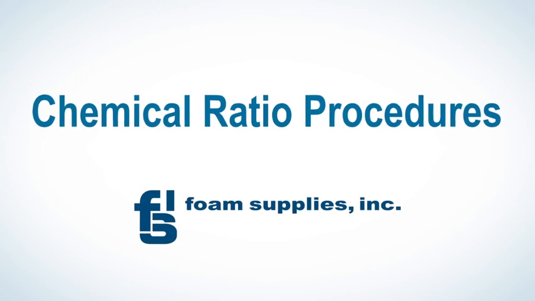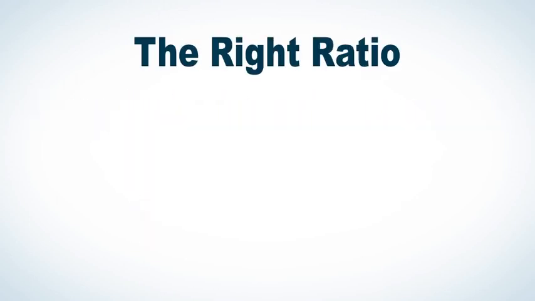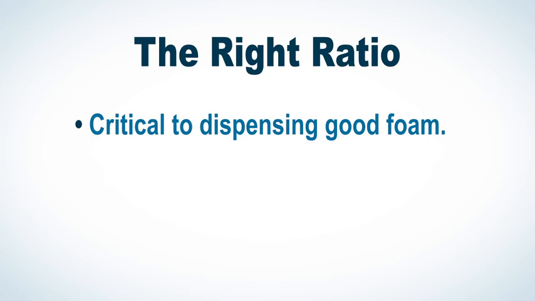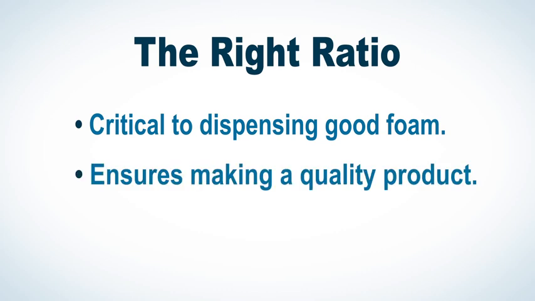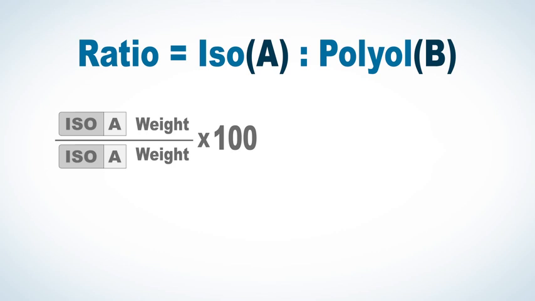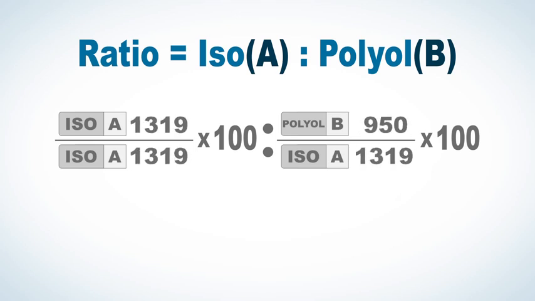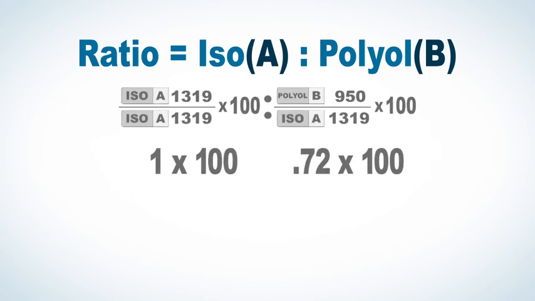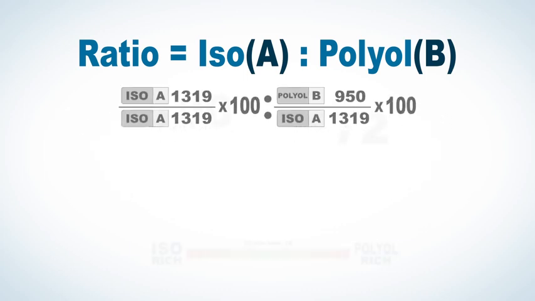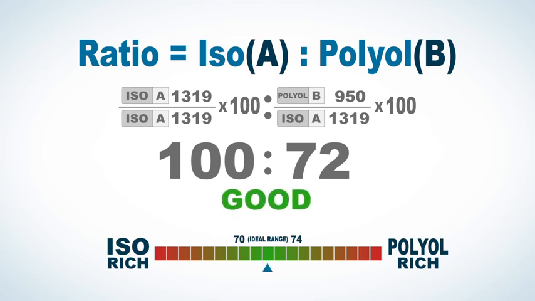The first check is the chemical ratio. Having the proper ratio is critical in dispensing good foam and making a quality end product. Ratio is the weight comparison of the ISO or A output to the polyol or B output. As an example, if the ISO weight is 1,319 grams and the polyol weight is 950 grams, the ratio is 100 to 72, which is ideal for a PU system with a polyol target ratio range of 70 to 74.